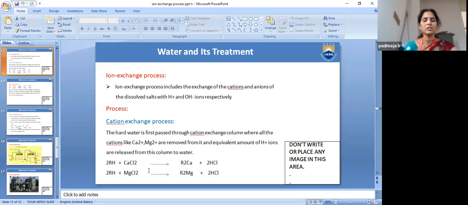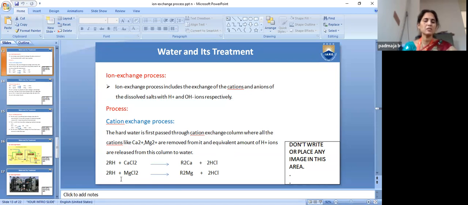So what we wrote here is 2RH + CaCl2. CaCl2 is present in hard water, students. Now the Ca2+ are exchanged with H+. So what we wrote here in the reaction is R2Ca + 2HCl. So the collected water is containing HCl. The collected water is acidic water, containing HCl.